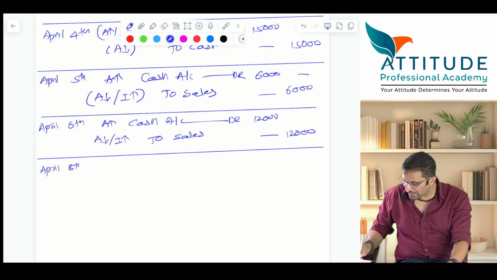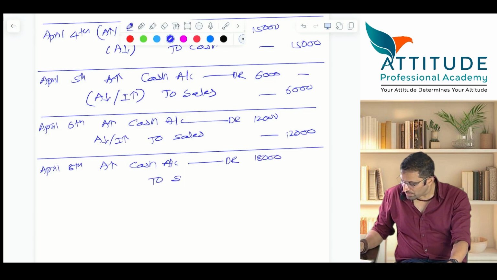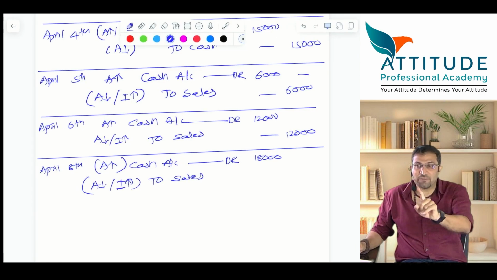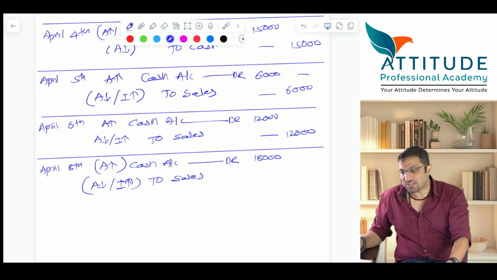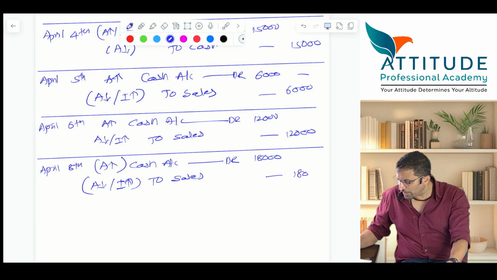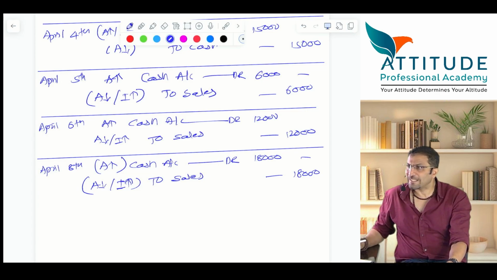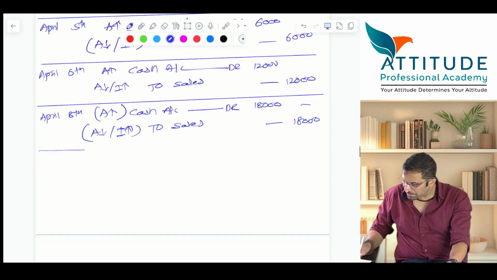Answer is yes. April 8th. Asset increases. Cash account debit 18,000 to sales. Asset reduces or income increases. Guys, whatever I am putting in bracket, asset increase, income increase, this is very, very important. If you understand this, then you would have understood the entire journal entry. Initially you put it for your understanding, don't put it in your examination. Is that clear? Next.